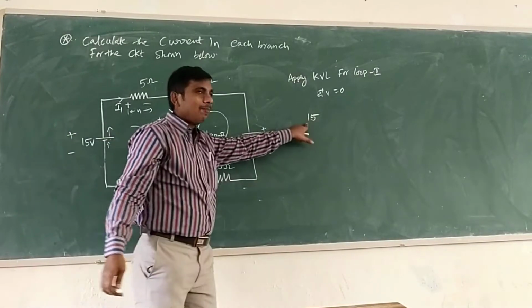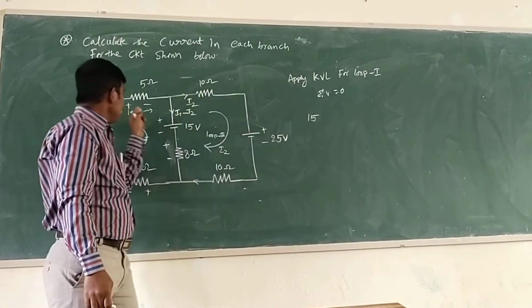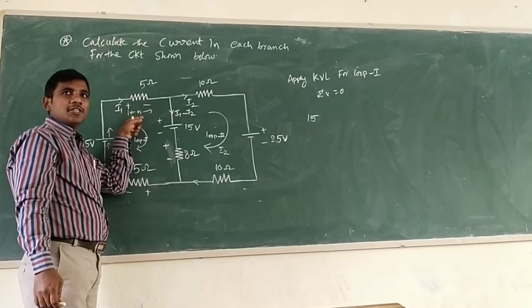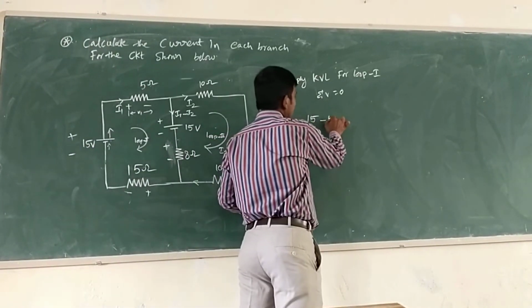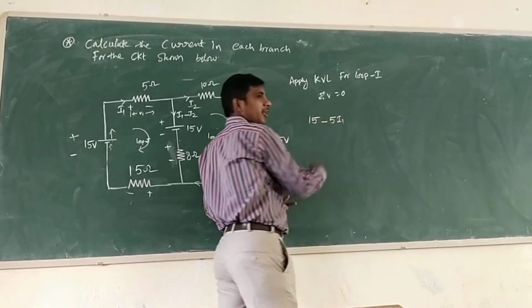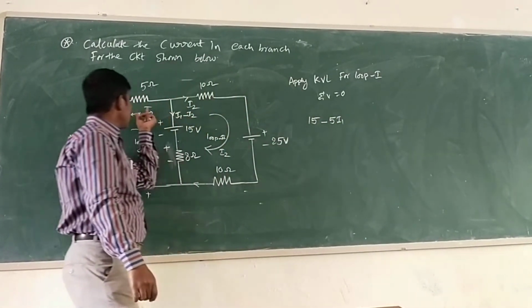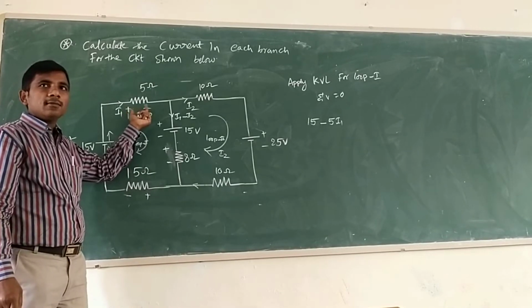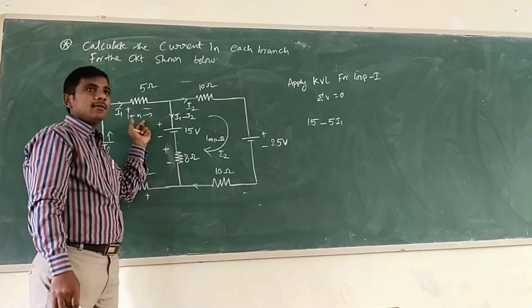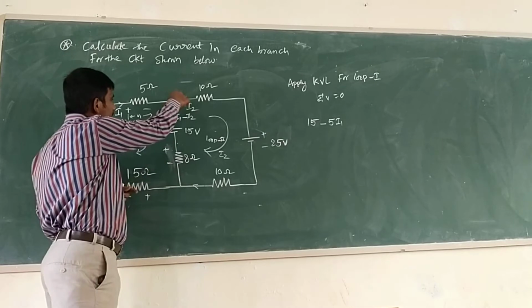Positive, we represented plus 15. When current leaves at minus in this resistor, we have to consider it is a minus 5 I1. Why we represented 5 I1? Because it is a voltage drop across resistance, V equal to IR. That Ohm's law we applied. Okay. Next, current enters here.